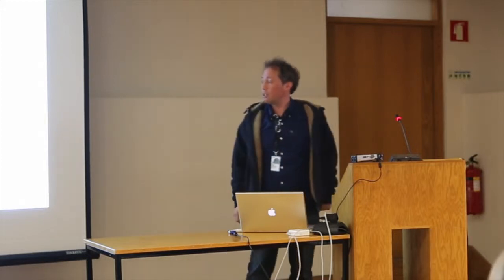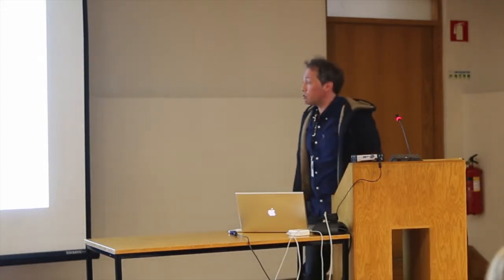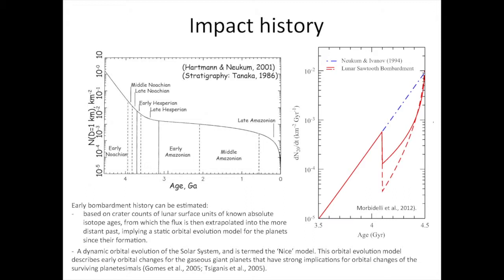Another alternative that we can use for the chronology is the dynamic orbital evolution of the solar system. And this is what we have heard yesterday and today, and it includes the migration of the gaseous giants in the solar system. And this gives a sudden increase in the impact rate about 4 billion years ago.